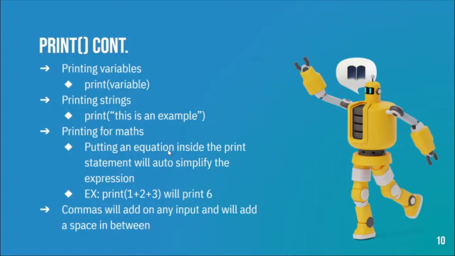When printing maths, the print statement will automatically simplify whatever expression you put in. And this is the same for variables. If you put in 1 plus 2 plus 3 inside a print statement, it'll result in 6. In order to print 1 plus 2 plus 3 without simplification, you will need to turn it into a string, and this can be done by putting quotation marks.